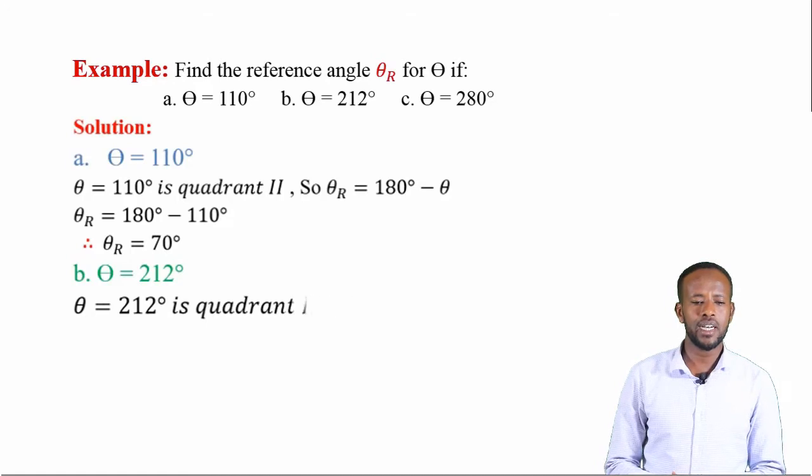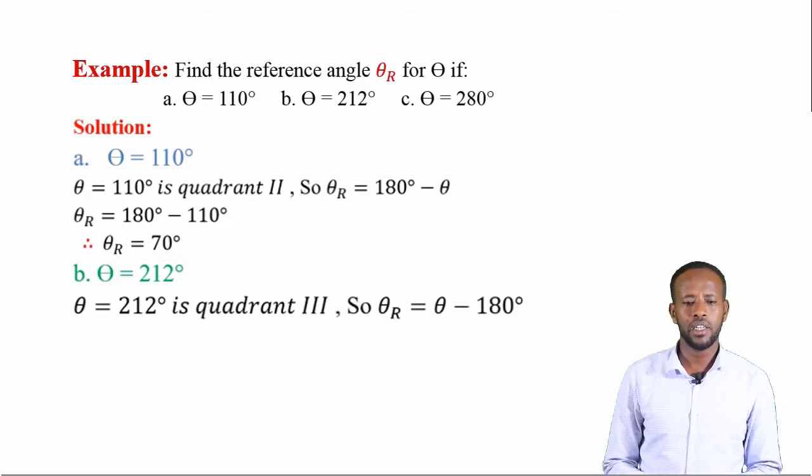This angle theta equal to 212 degree is in quadrant 3. So theta R is obtained by the given angle minus 180 degree.